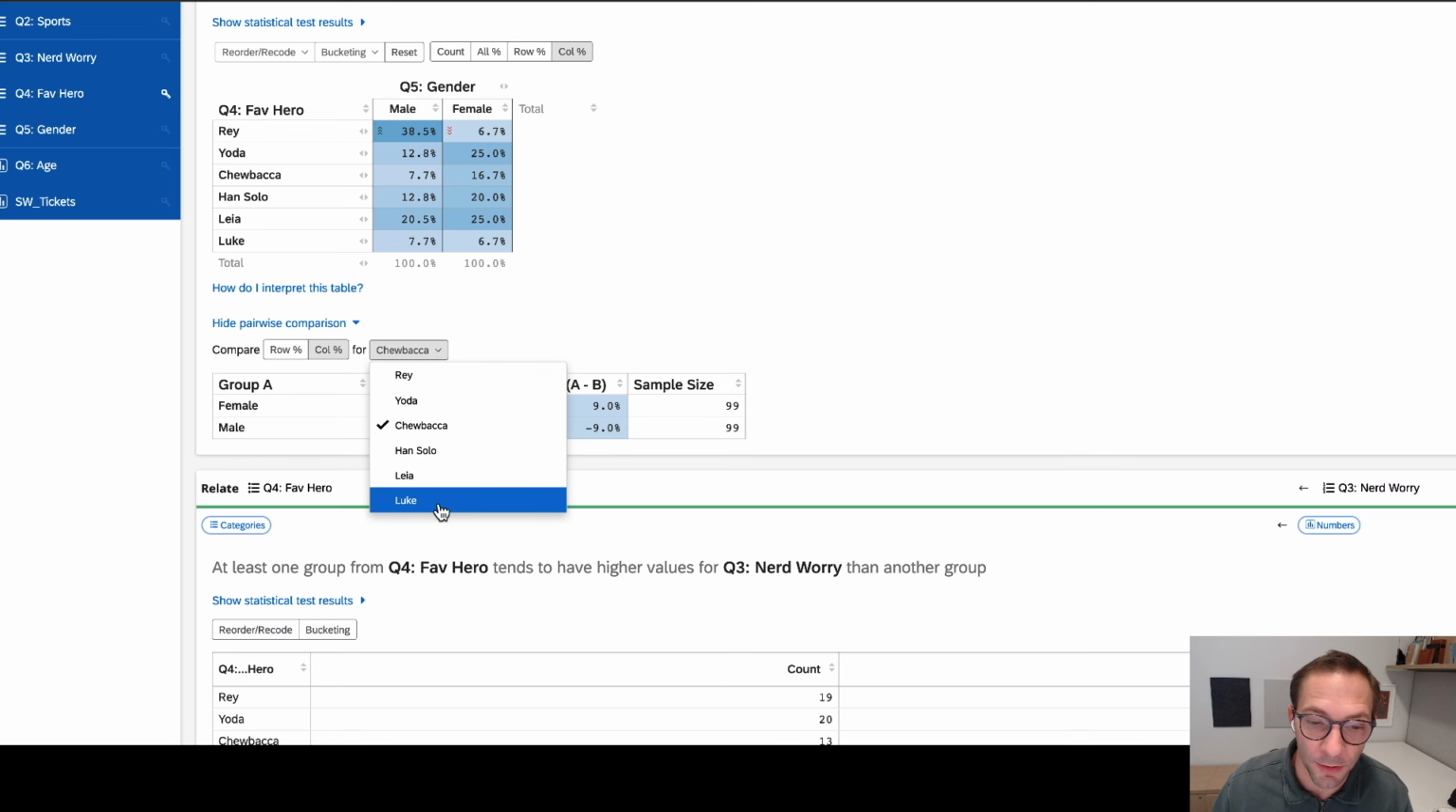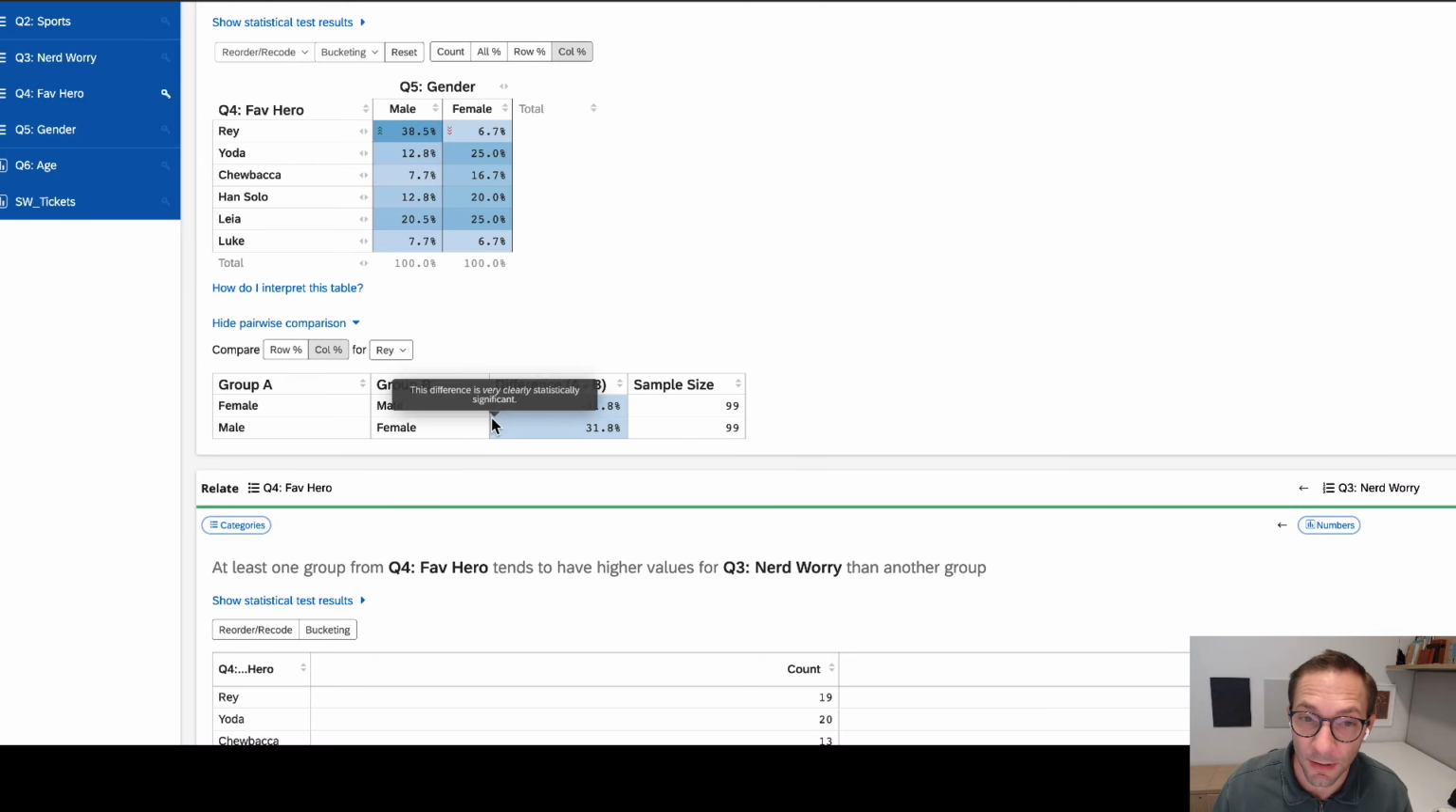I could pop over to Luke, not significant. Yoda, not significant. Is Rey significant? I'm getting arrows. So what does that tell me here between these percentages? Are these significantly different? And if so, are there more males than females? Yes. Okay, so that should help you there. If these differences are significant, then there is a difference. If they're not, then they're just as likely to be male or female.